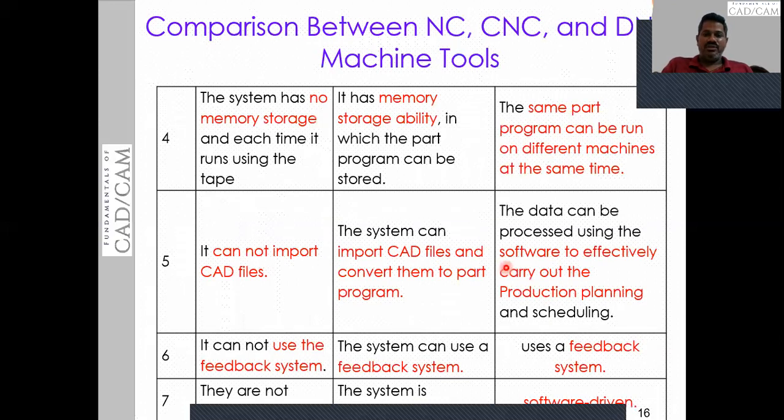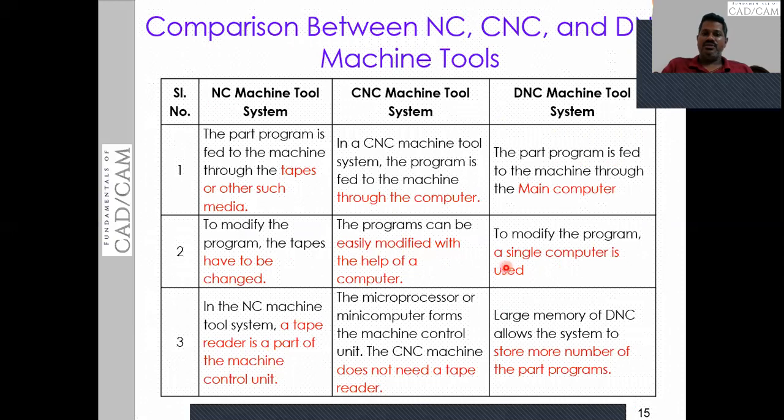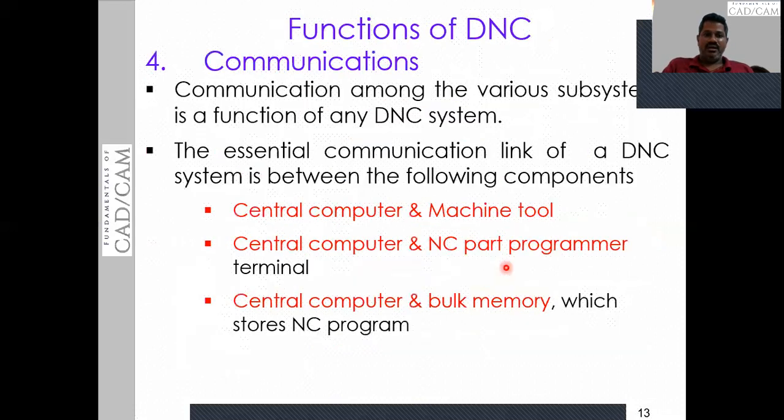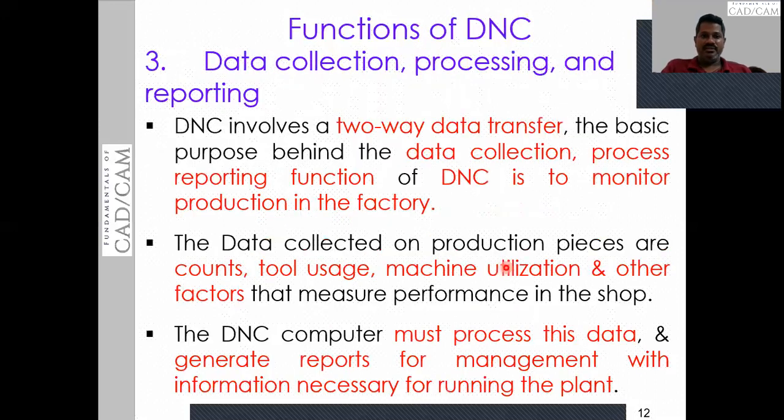Then let me go back over what was discussed as of now. Comparison between NC, CNC, and DNC machines was discussed. Then advantages of DNC were discussed. Then the functions of DNC were discussed. In the case of functions of DNC, communication is a very important aspect, because everything is in the network. Communication is required between the central computer and machine tool, between the central computer and part programmer, between the central computer and bulk memory.